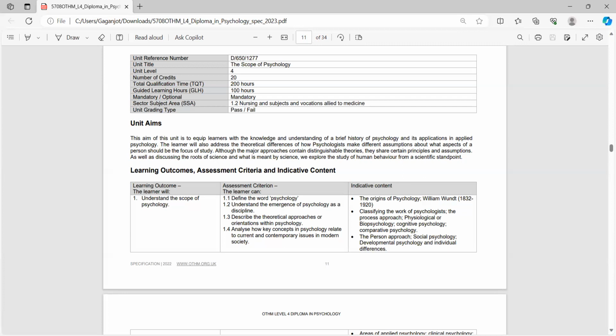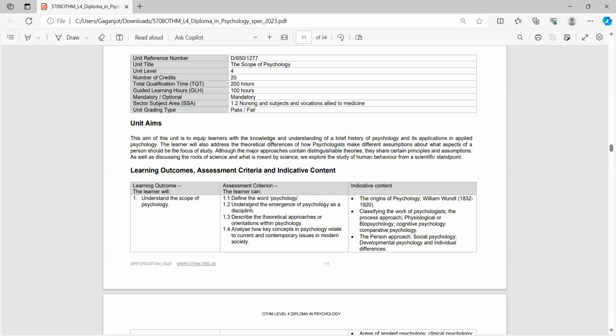Applied psychology applies theories to solve problems in human and animal behavior. Applied fields include clinical psychology, counseling psychology, sports psychology, forensic, industrial and organizational psychology, health psychology, and school psychology.